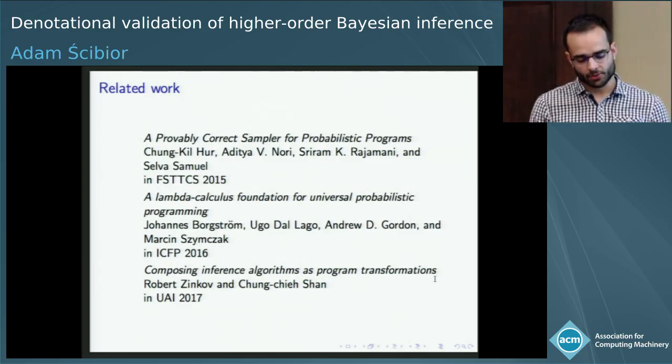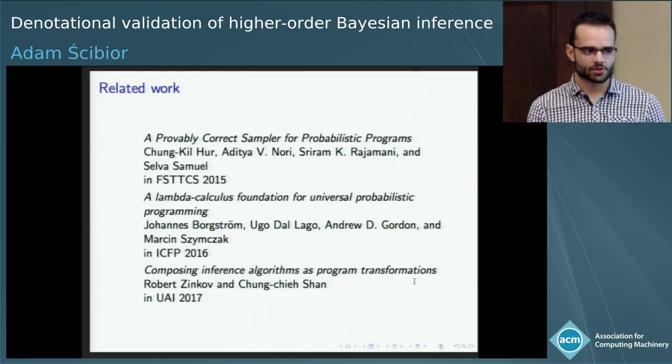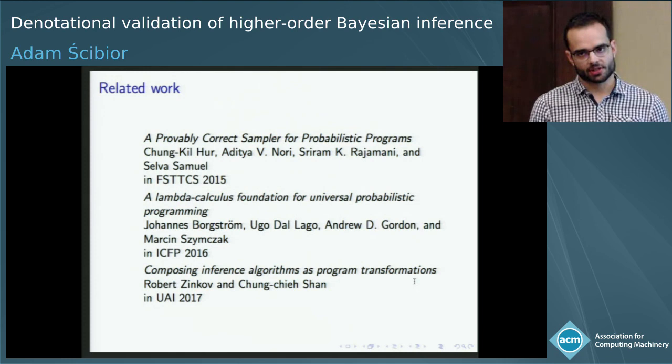The piece of work most closely related to ours is this paper by Rob Zinkov and Ken Shan, where they also compose inference algorithms as transformations of intermediate representation, but they focus on a somewhat different set of inference algorithms, namely the exact inference that you can do with symbolic integration. So what they do is they have one intermediate representation, which is Hakaru core, and then they apply a series of program transformations that they can show preserve semantics. This is great work and largely orthogonal to what we have done. So I think we can just combine the two to obtain an even better system.